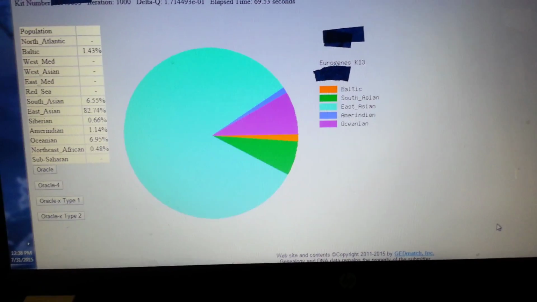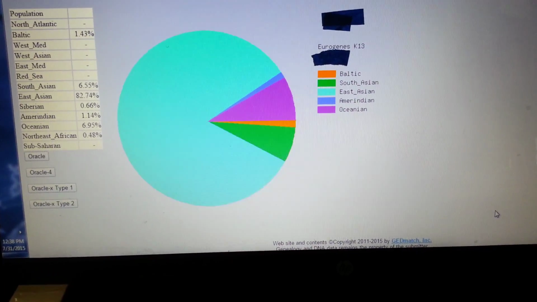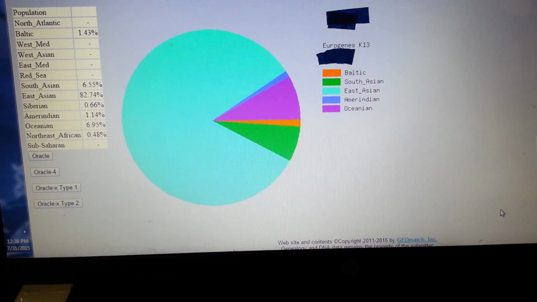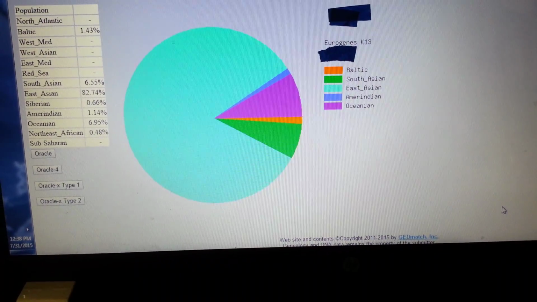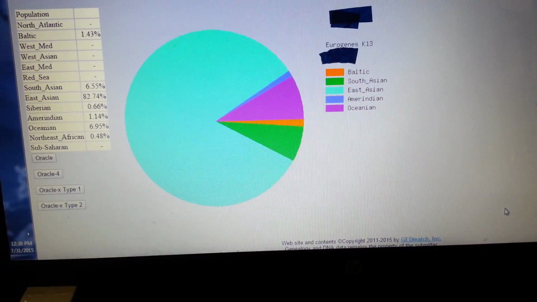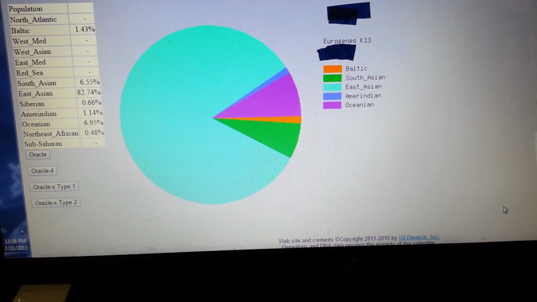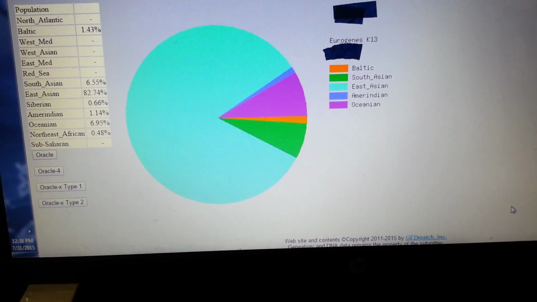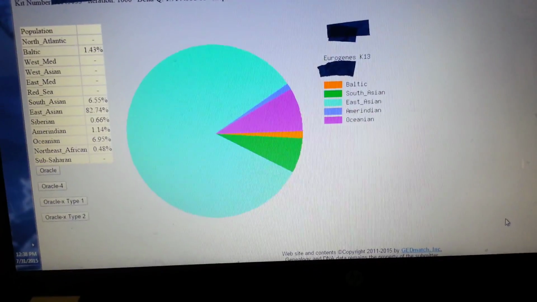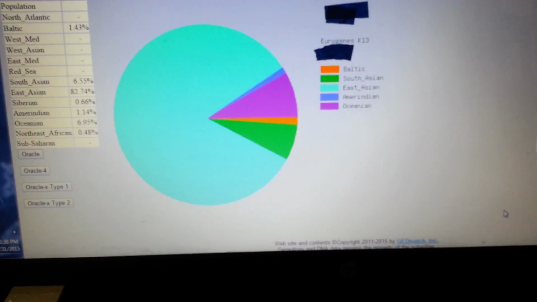So here it is. I think these breakdowns are more accurate of my DNA. It is shown by population, but it's pretty consistent of which ethnicity I am showing at. So this one was the Eurogenes K13, and let me show the other one.